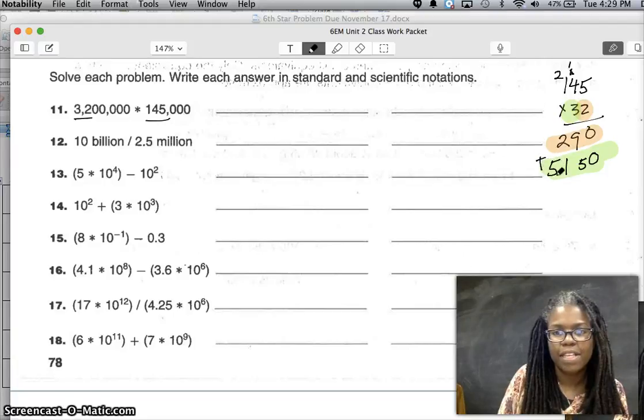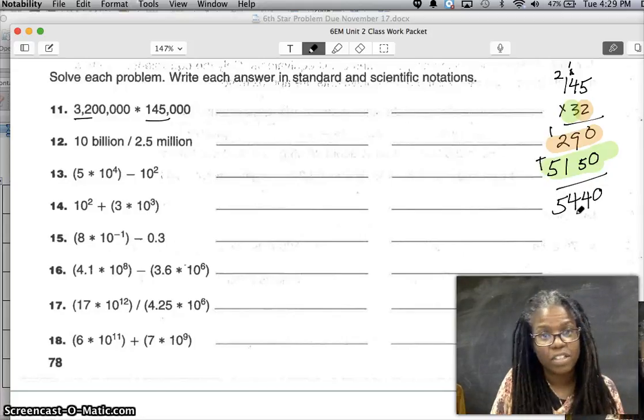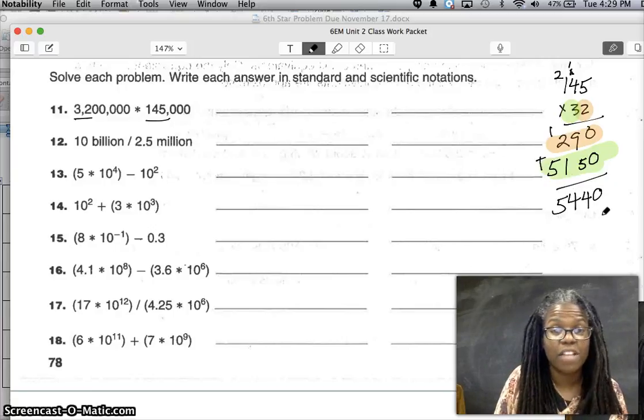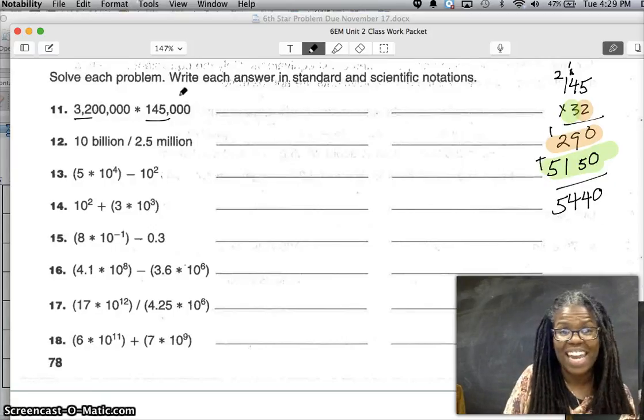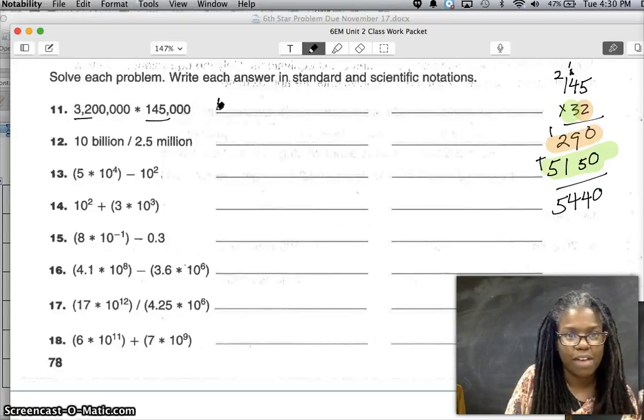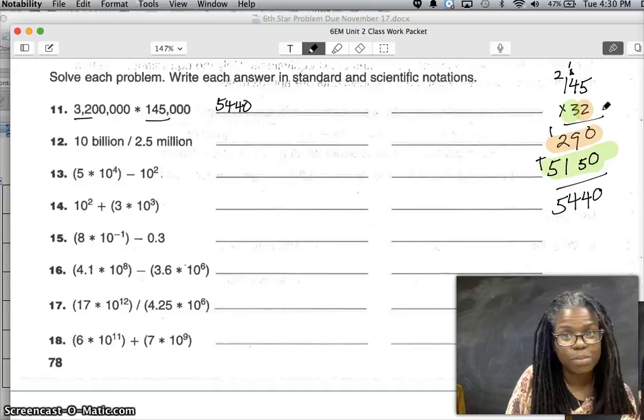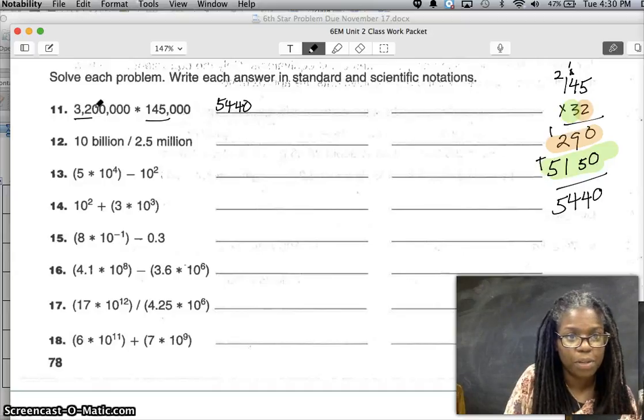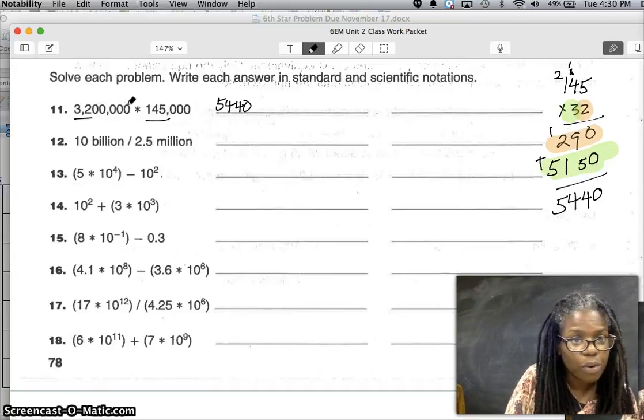So now I'm going to add these numbers together, and I get 0. 9 and 5 is 14. Carry my 1, 4, and 5. So I have the number 5,440. However, I've got a lot of extra zeros here. So the first thing we're going to do is write it in standard notation. So I've got 5, 4, 4, 0, and that's just from multiplying these numbers together. And then I'm going to put down 1, 2, 3, 4, 5, 6, 7, 8 more zeros.